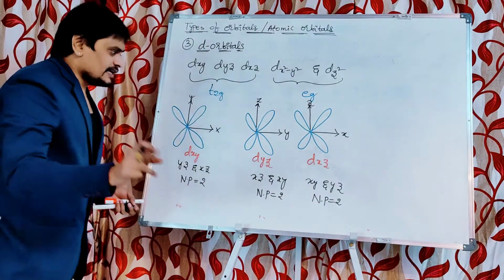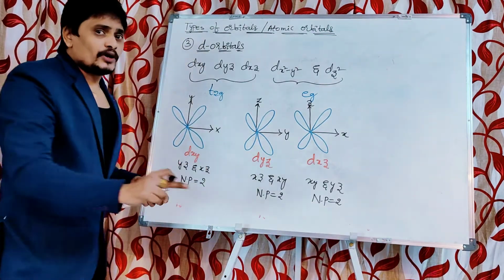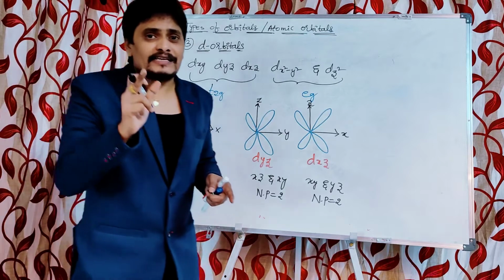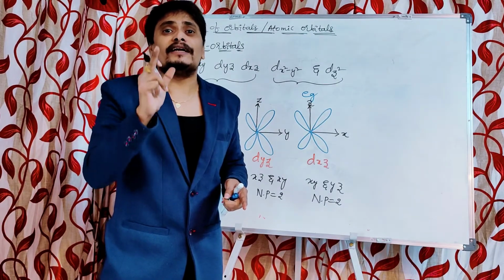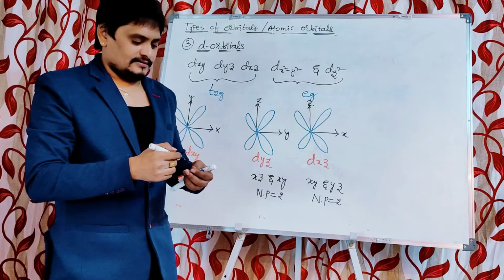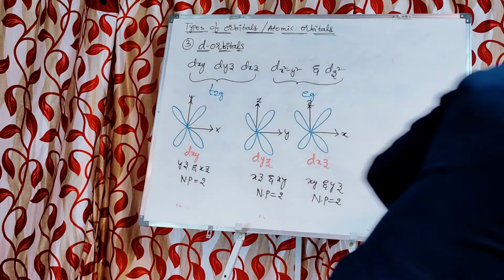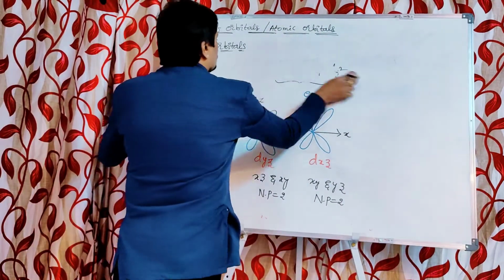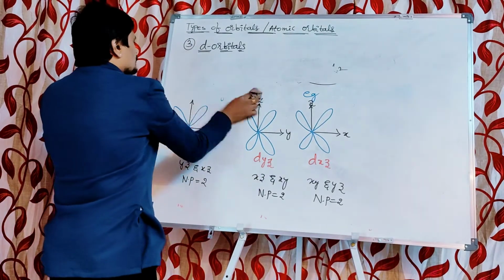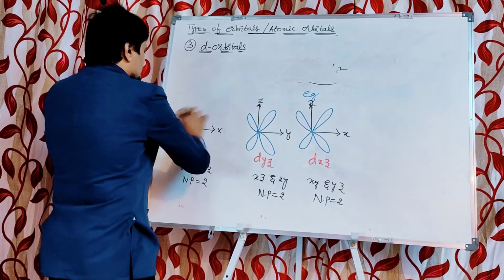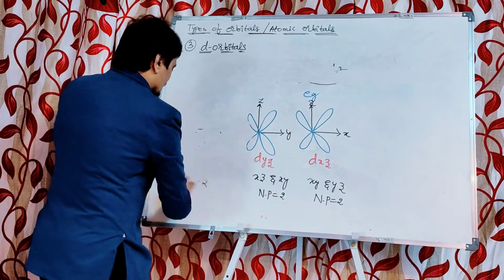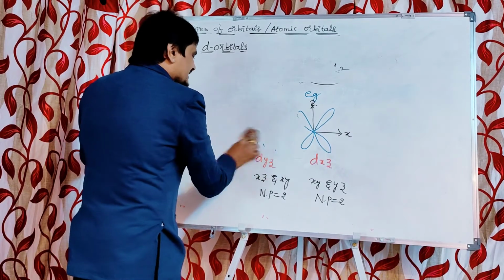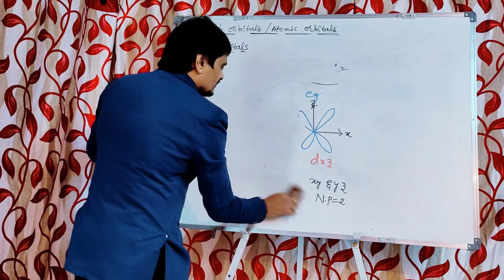So, to remember, students, in the case of the t2g set of d orbitals, as the lobes are located in between the axes, it means that electrons are located in between the axes. Please make a note of it. Lobes are located in between the axes means electrons are sitting in between the axes.